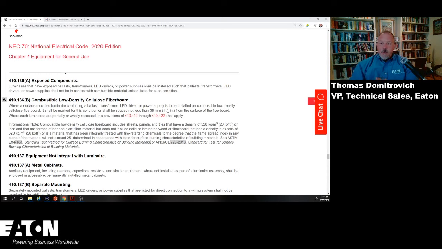Cove lighting, okay, we talked about that. Bottom line note, we talked about that. Lamp holders versus luminaires. Yeah, we talked about the difference between lamp holders and luminaires in our first session.